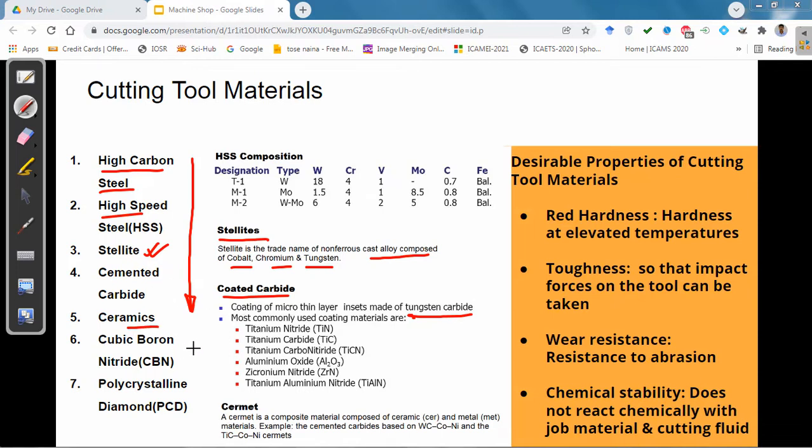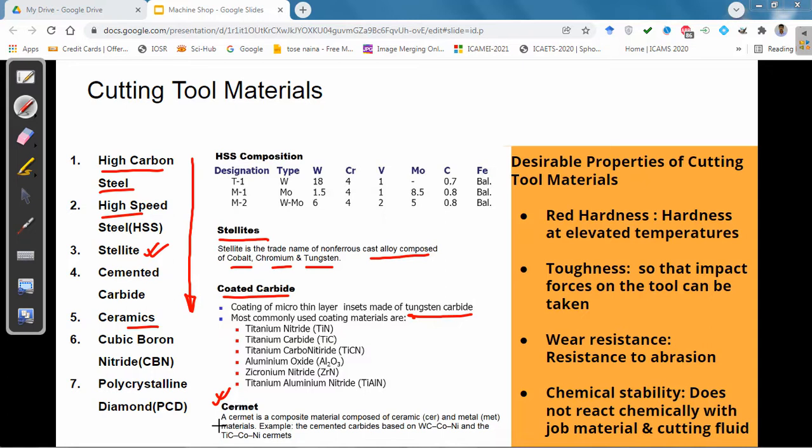Then ceramic materials can be used, different kinds of ceramic materials like alumina, aluminium oxide, silicon carbide. So this can also be used as a cutting tool material. Then cubic boron nitride is definitely a very hard material, can be used as cutting tool material. And in this regard, cermet is again another very useful cutting tool material.